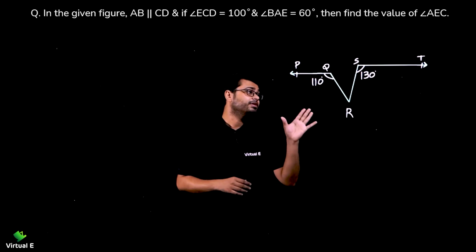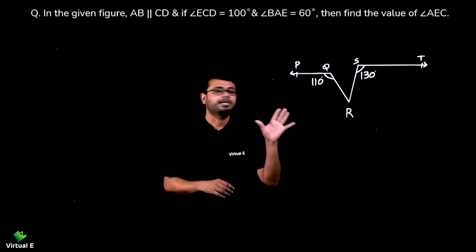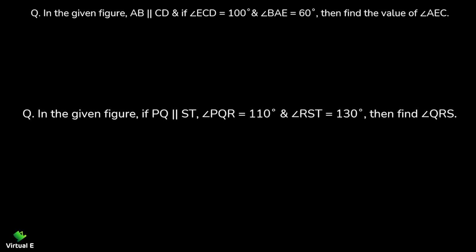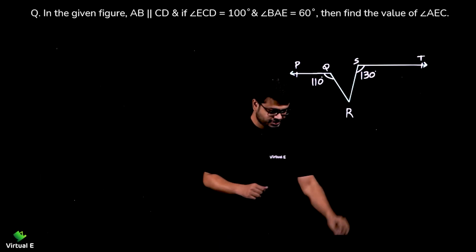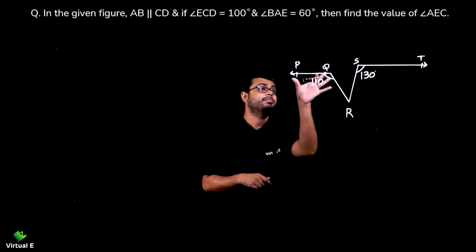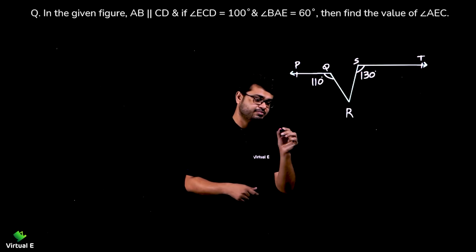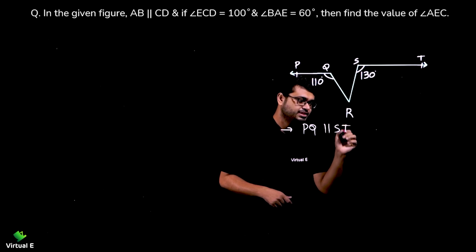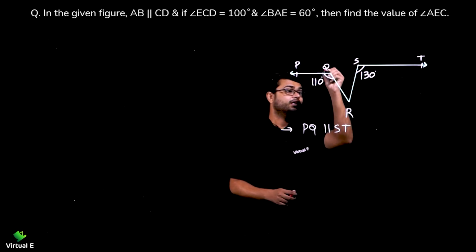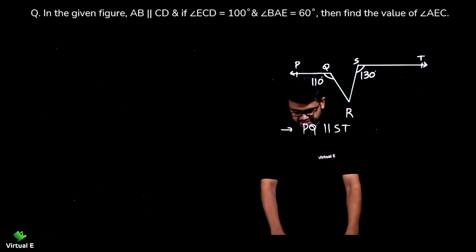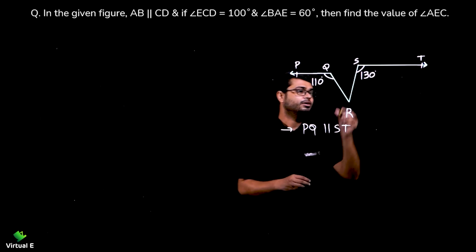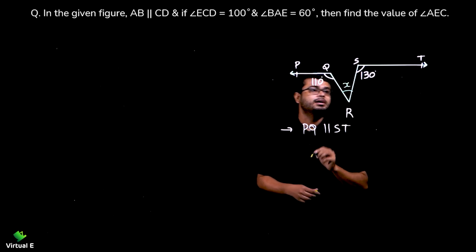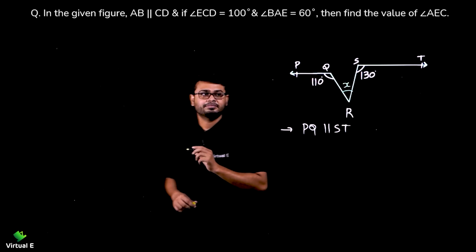So we have the figure in the question itself. We need to find one angle. Let's read the question one time though. In the given figure, if PQ parallel ST, so it's given over here that this line PQ is parallel to ST. Let's mention here that PQ parallel ST. We need to find QRS, means this angle is missing. Good. So this angle we need to find. Let's say X over here. This angle we need to find.